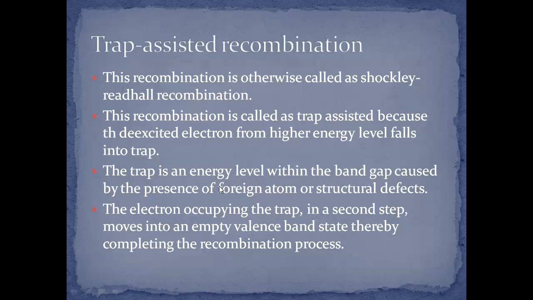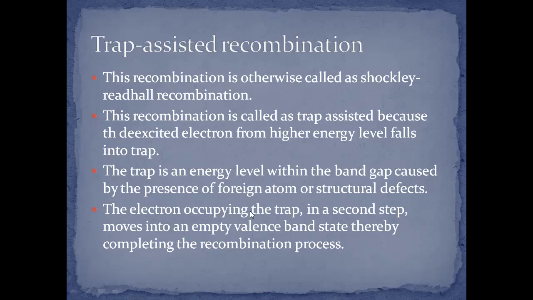Next is trap-assisted recombination. This is otherwise called Shockley-Read-Hall recombination, where the electron which is de-exciting from the higher energy level to the lower energy level gets trapped in between the energy gap itself. It gets trapped in an energy level which is in between the energy gap. That trapped energy level belongs to a foreign atom or is due to structural defects present in the material. Most of the time, this recombination exists in impure semiconductors like N-type and P-type materials, where foreign atoms are present whose energy levels are in the energy gap between valency band and conduction band.